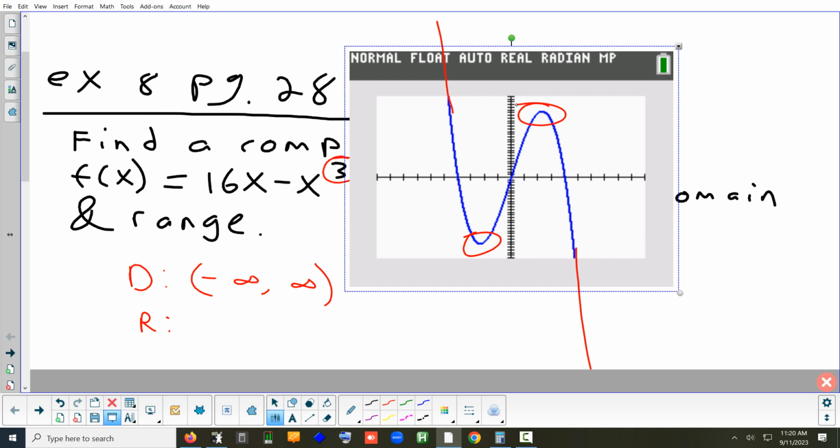Okay. So the range is going to be negative infinity to infinity. Yes, the range in this problem will also be negative infinity to infinity because it goes down forever and it goes up forever.